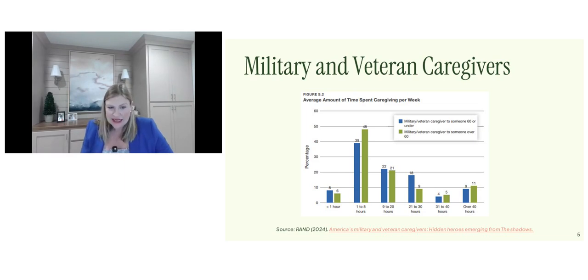Then we see some of the younger care recipients requiring a little more intensive care. Someone under the age of 60 is more likely to be receiving 21 to 30 hours of care, and that's almost double that of the over 60 age category. This might indicate that the younger veterans might need more care, and it might be more intensive or complex.